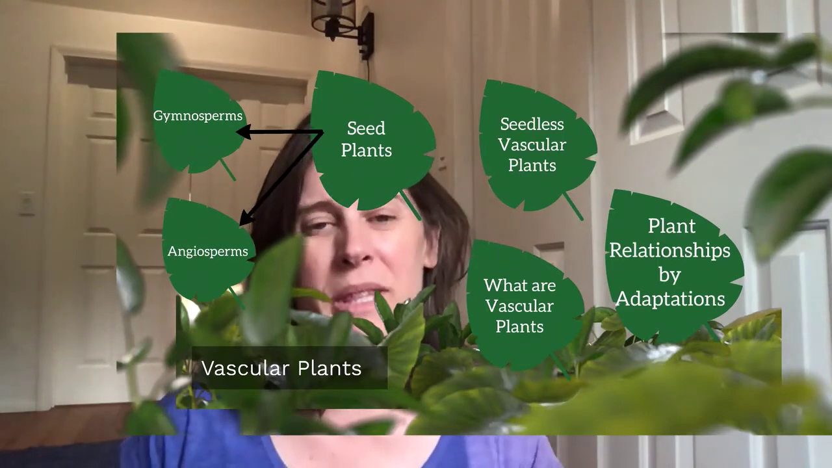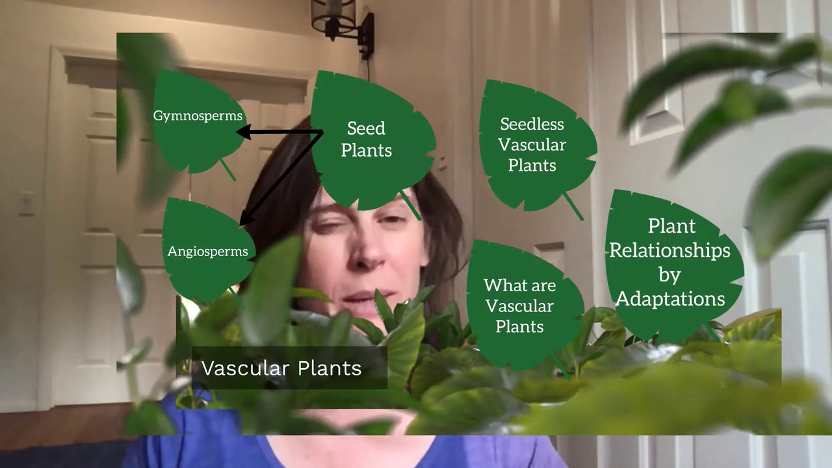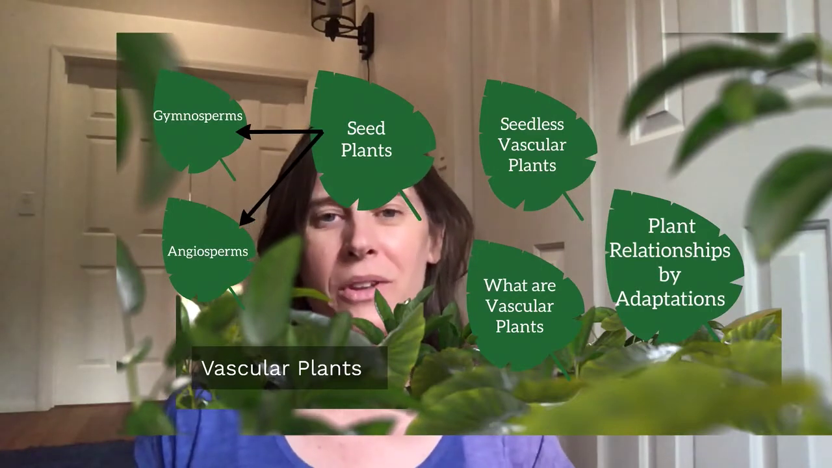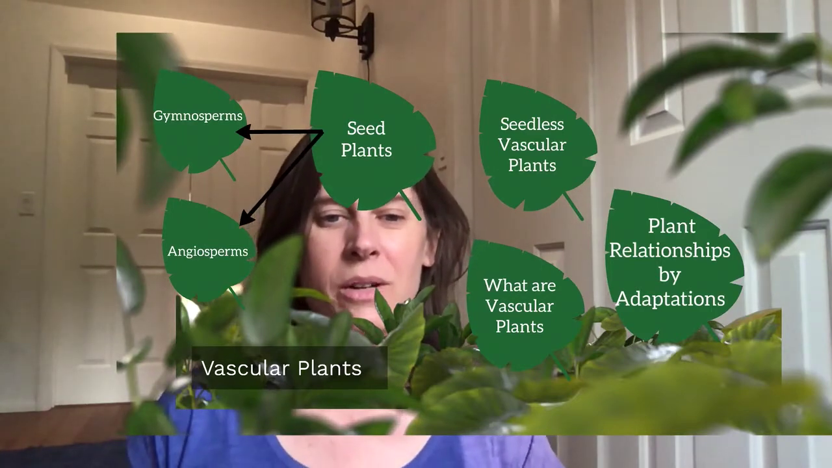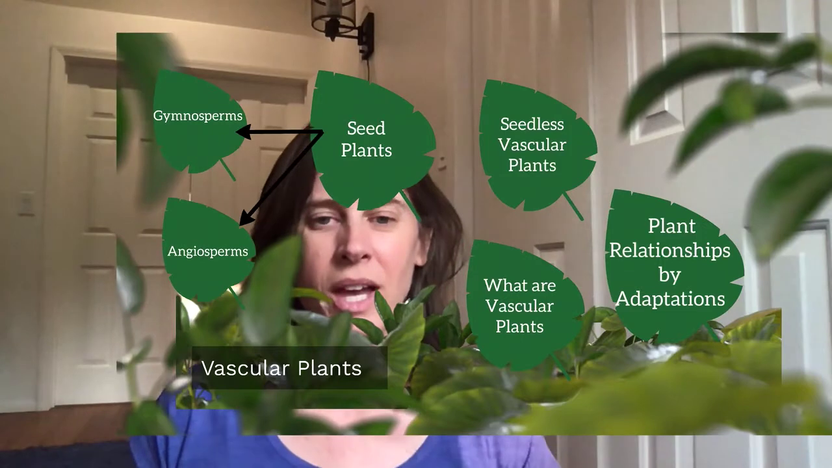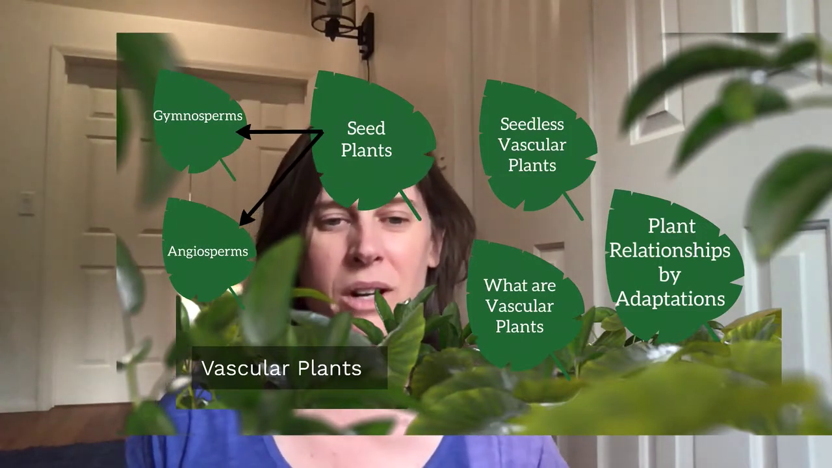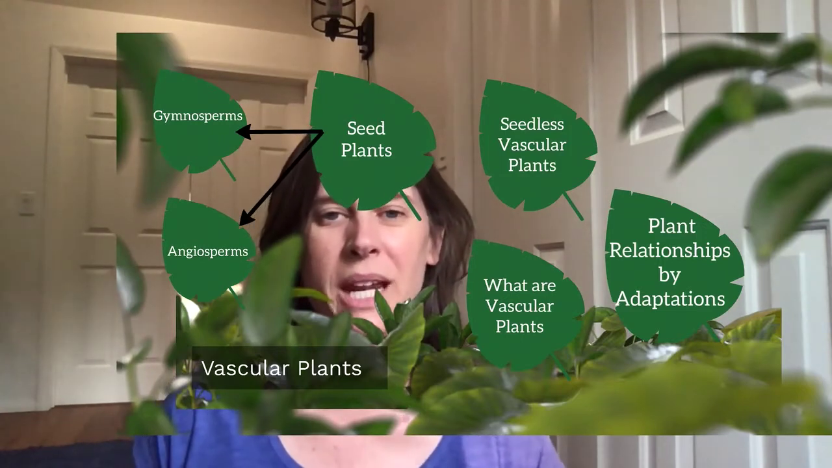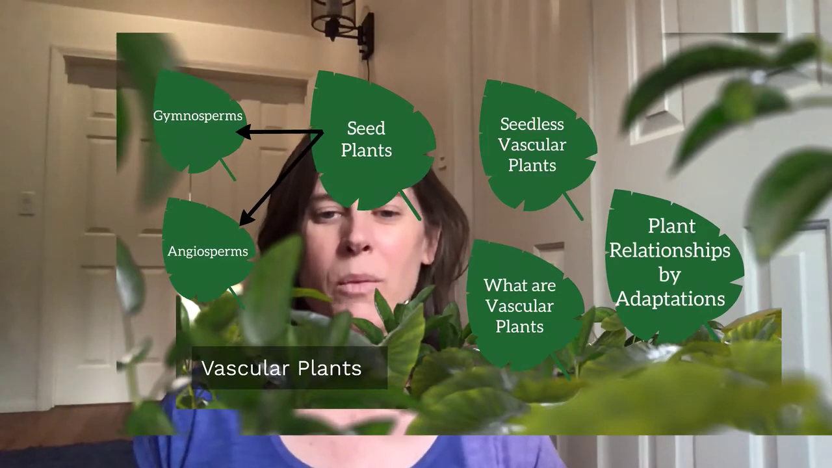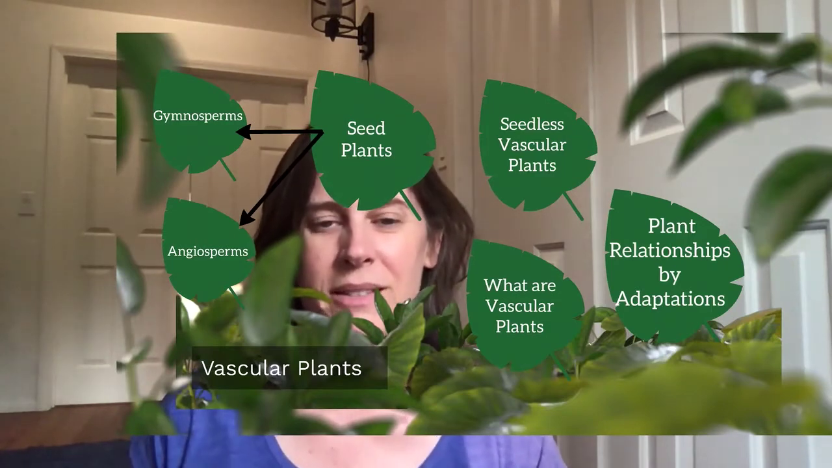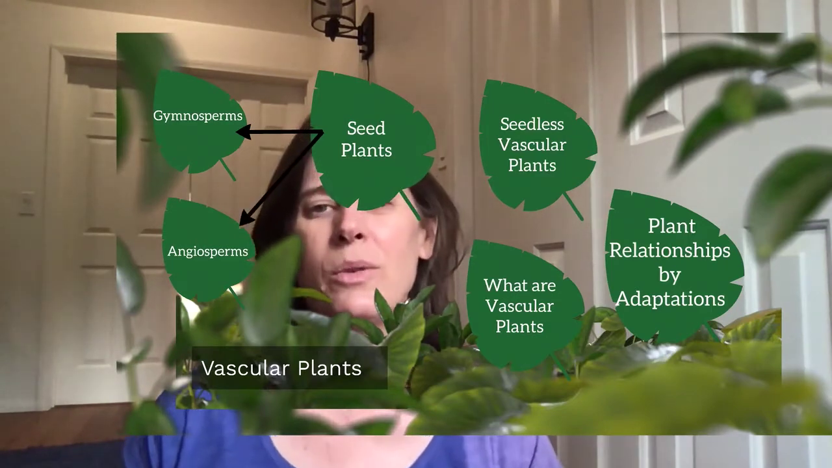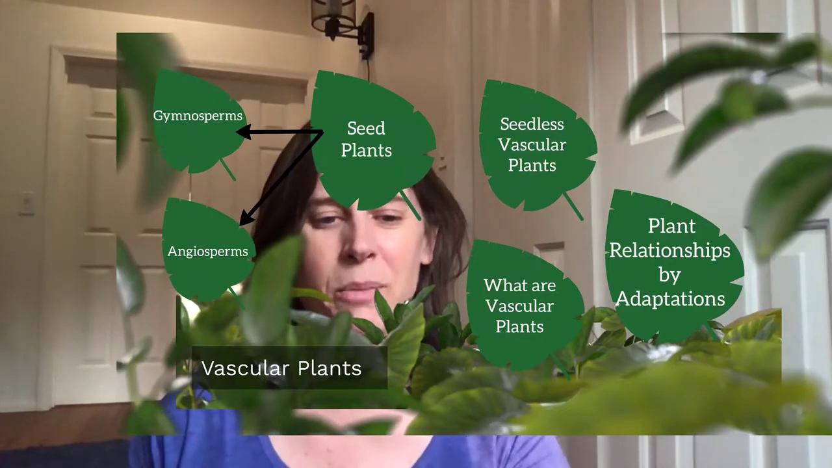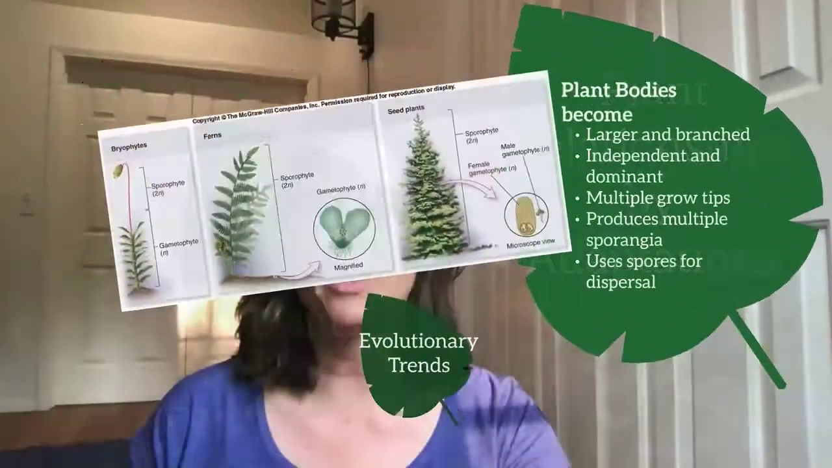So I'm going to split this lecture, I believe, into 3 parts. This first part of the lecture will cover the first 3 leaves on the right side here. We're going to go over the plant relationships by adaptation. We'll look at what are vascular plants, and then we'll get into what are seedless vascular plants. Okay, so here we go.